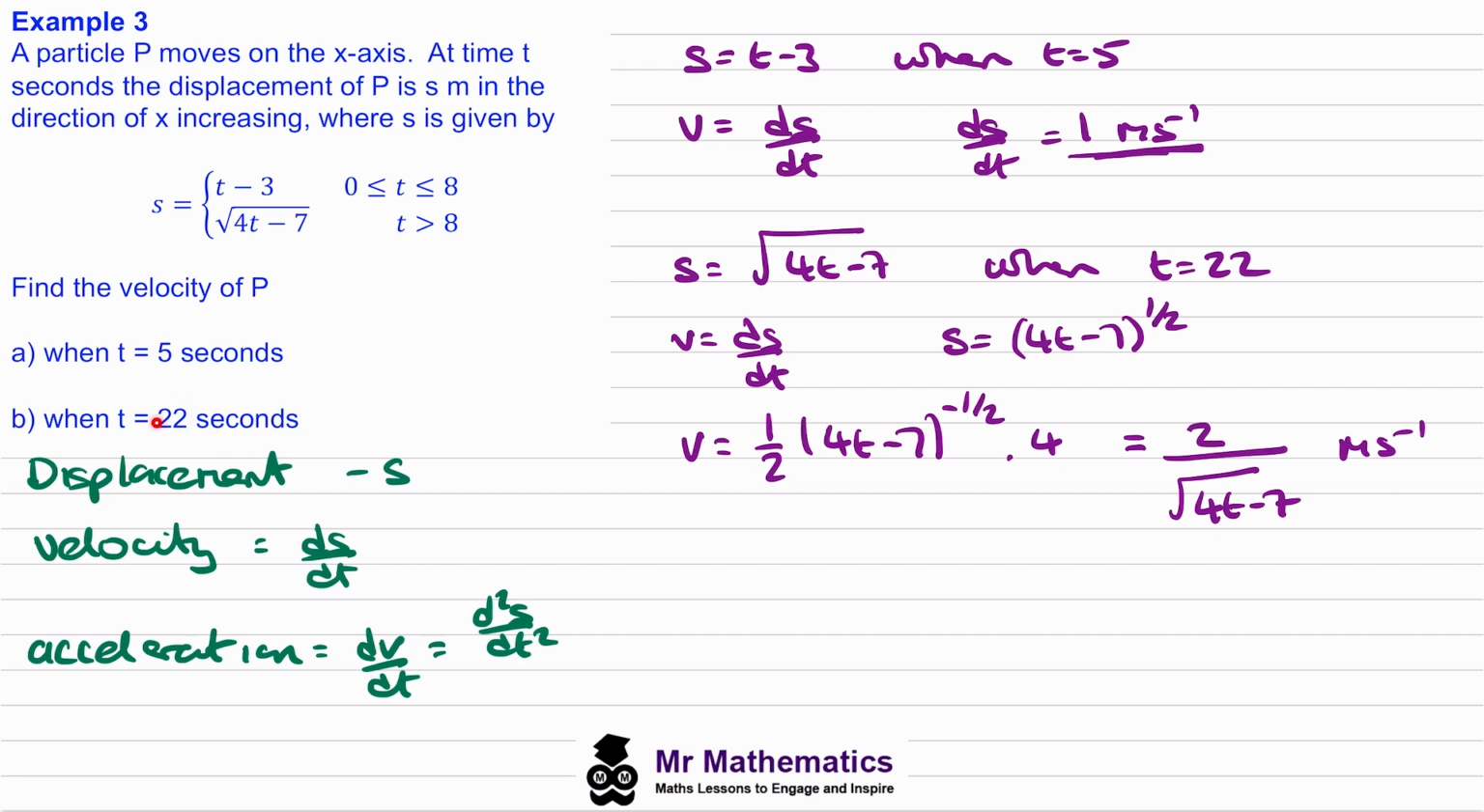And when t equals 22, v will be 2 over, well, 4 times 22 will be 88, and 88 minus 7 will be 81. So over the square root of 81. We can simplify the square root of 81 to make 9. So our velocity will be 2/9 meters per second.